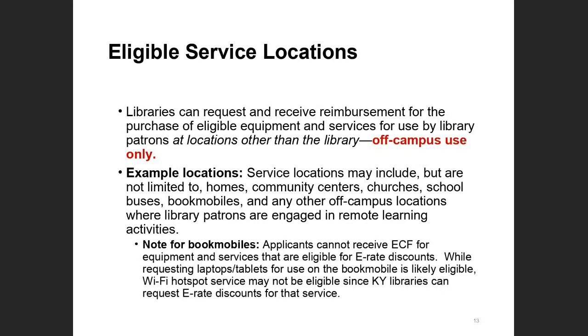And in the final rules for the ECF, some examples were given, like homes, community centers, churches, buses, bookmobiles, and just any other off-campus location where people are engaging and learning. I did want to put a note though, and this is something I need to investigate more with USAC and/or the FCC. Part of the rules say that you can't apply for things that are eligible for E-rates. So if I've understood this correctly, that means you wouldn't be able to use emergency connectivity funds for providing hotspot service for the bookmobile, because in Kentucky, that's already E-rate eligible.